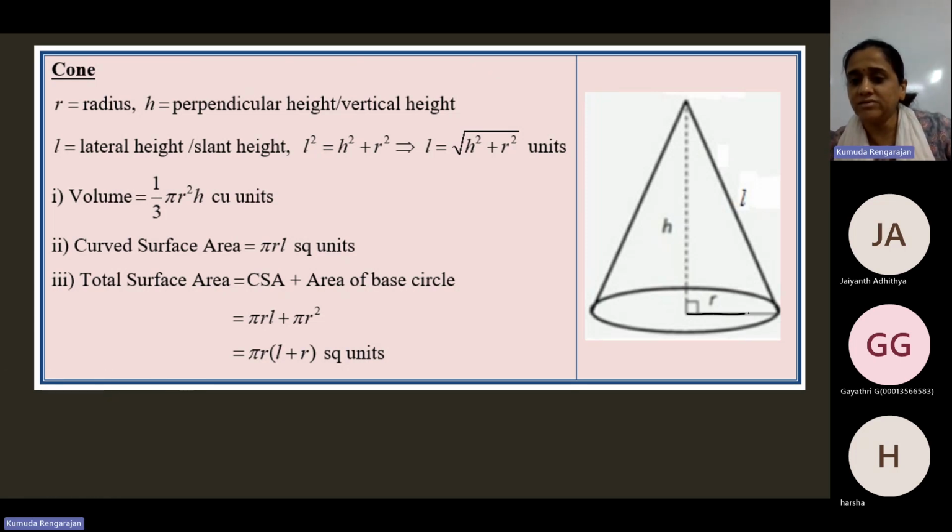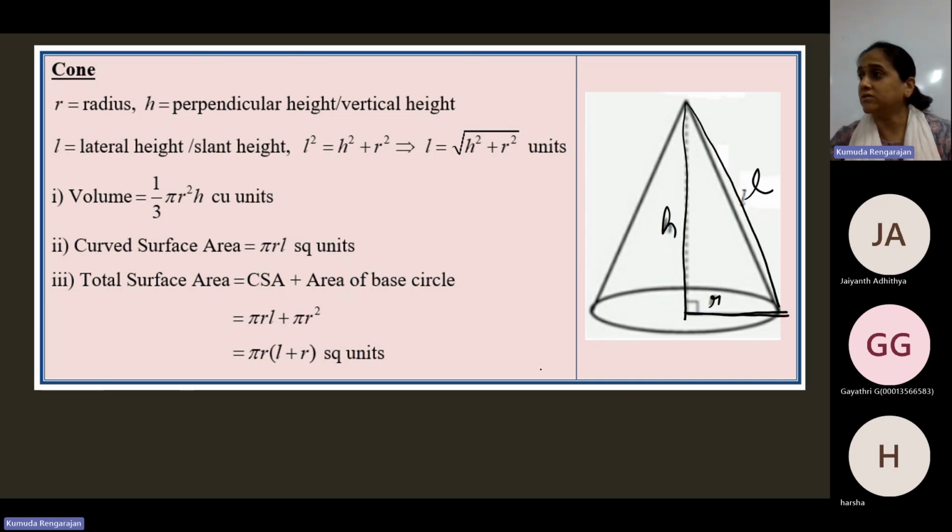This is the radius of the circular base of the cone. This is the height of the cone, the perpendicular height of the cone. And this is the slant height of the cone, represented by the letter L. So radius of the cone is small r, perpendicular height is small h, and the slant height of the cone is small l.